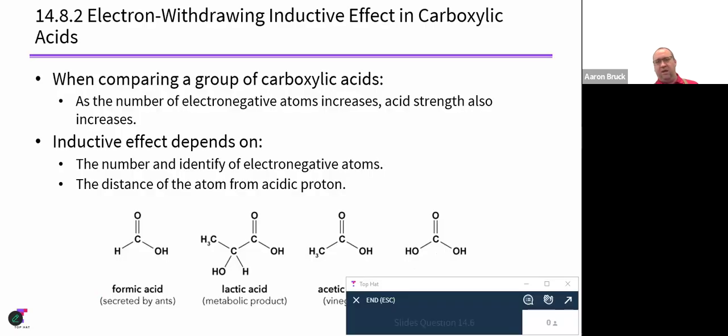And what we'll see is that when we start looking at carboxylic acids or organic acids, we're going to see similar kinds of effects. The more electron withdrawing groups that we can add, the weaker that OH bond is going to be, and therefore the stronger that acid is going to be as well.